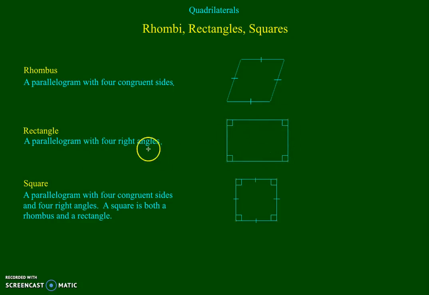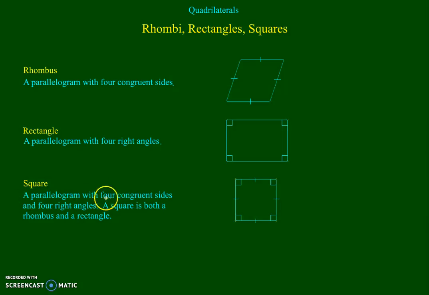But the formal form is four right angles. This is a parallelogram, therefore opposite sides are congruent, opposite angles are congruent, consecutive angles are supplementary. All the properties that we talked about are true with rectangles. If we remember back to the picture, squares were at the level below a rhombus and a rectangle, which means that a square inherits all the properties of both rhombi and rectangles.